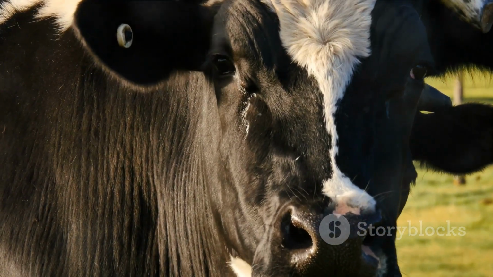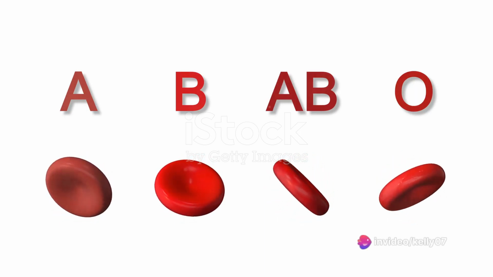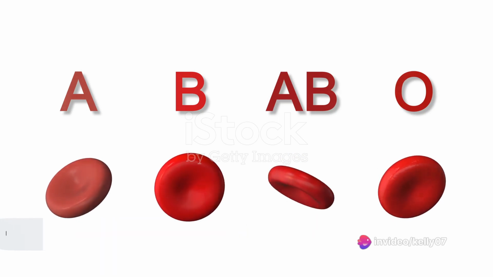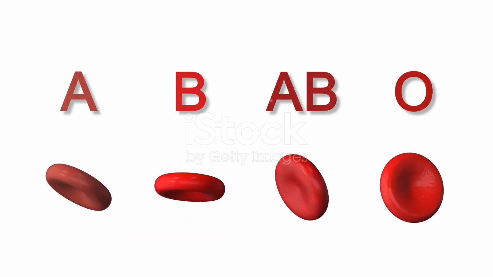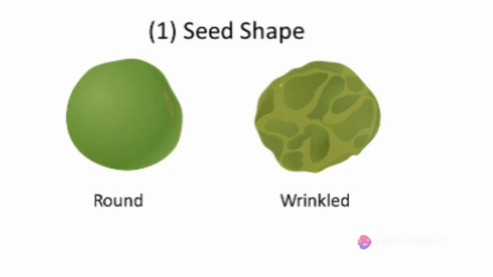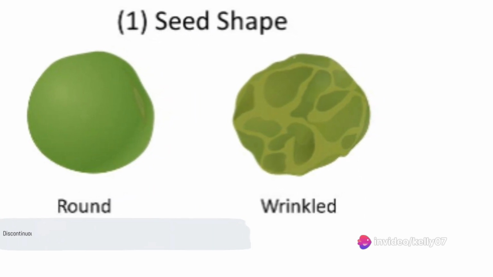Here's a list of examples of features that commonly exhibit discontinuous variation. Blood types in humans: A, B, AB, O. This is an example of discontinuous variation because all individuals fit into a distinct category, and no matter which environment you live in, your blood type will remain the same from birth. Seed shape, round versus wrinkled, in pea plants.